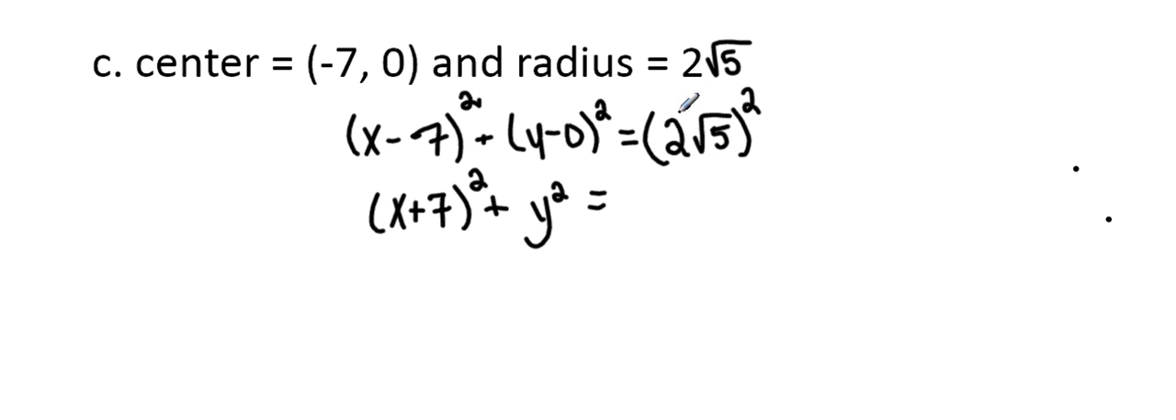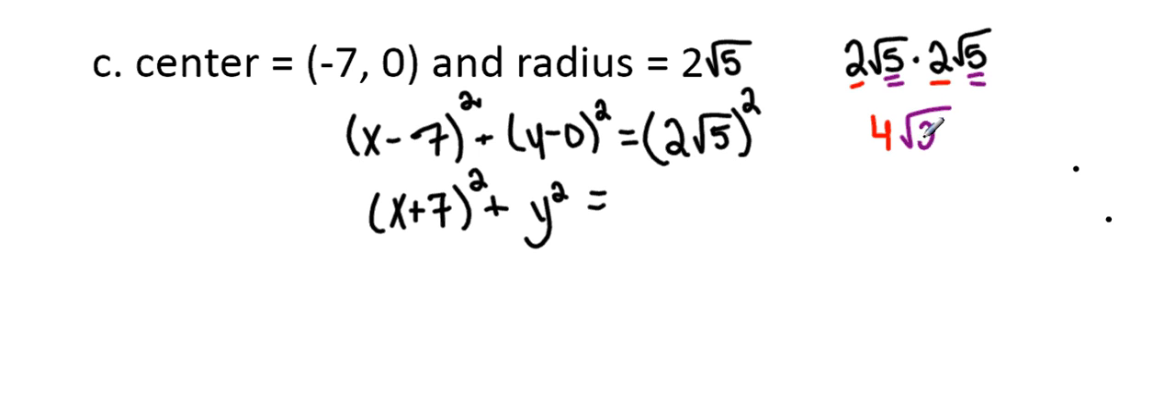Well, remember that to square a number means to multiply it times itself. So this really means 2 radical 5 times 2 radical 5. I'm going to multiply my two coefficients and get 4. When I multiply my two radicals, I get radical 25. But 25 is a perfect square, and its square root is equal to 5. So that gives me 20 for the square of the radius. Now I did a little bit of algebra over here to find that.